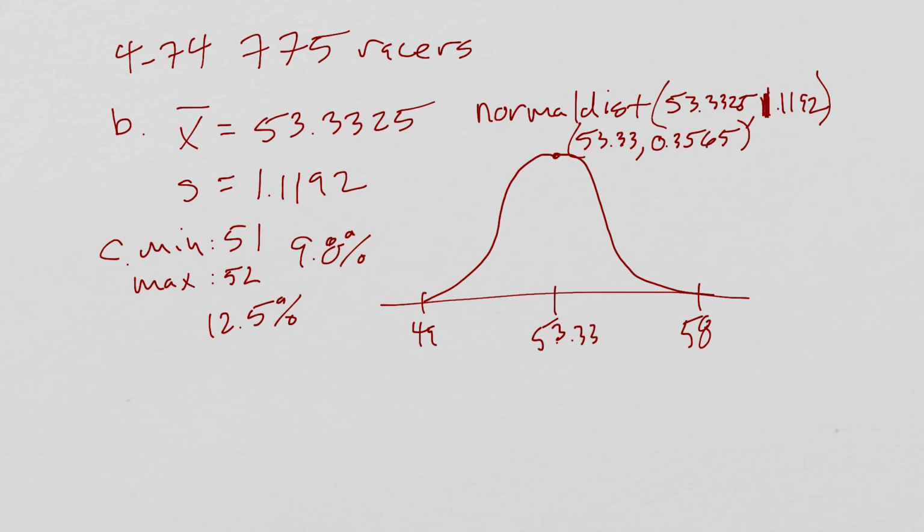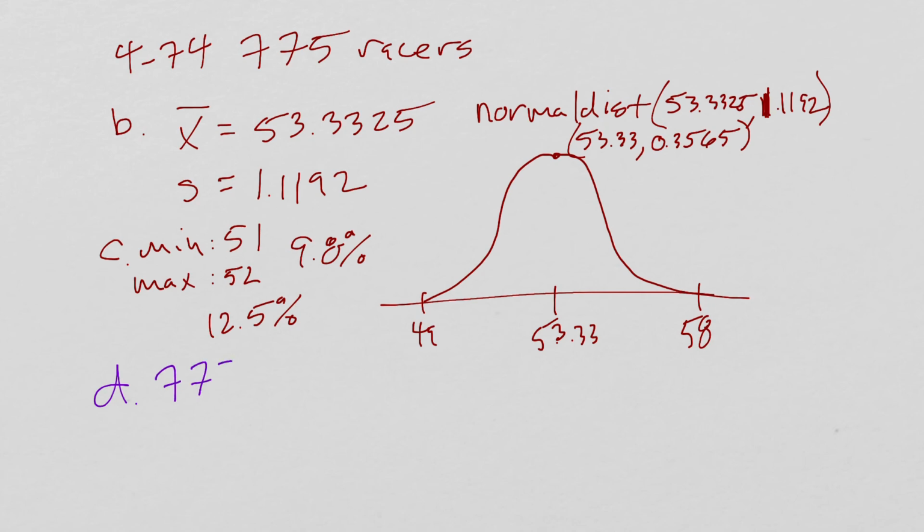And when we're dealing with real world numbers, it's going to be off, right? It's always going to be off because what we predict and what we actually see happen is never completely lined up, right? So it's close, but it's not perfect, okay? So then part D asks us, how many size 51 hats should we order for the 775 racers, right?